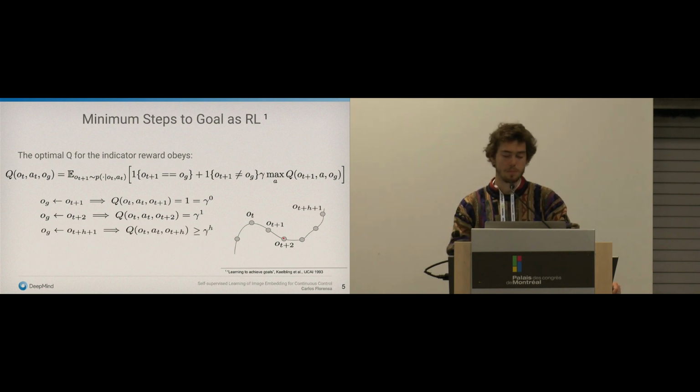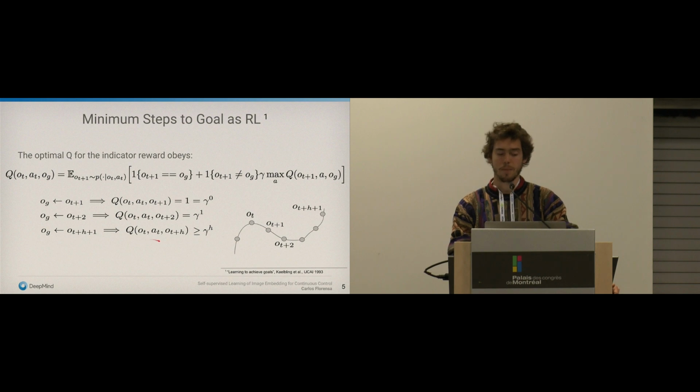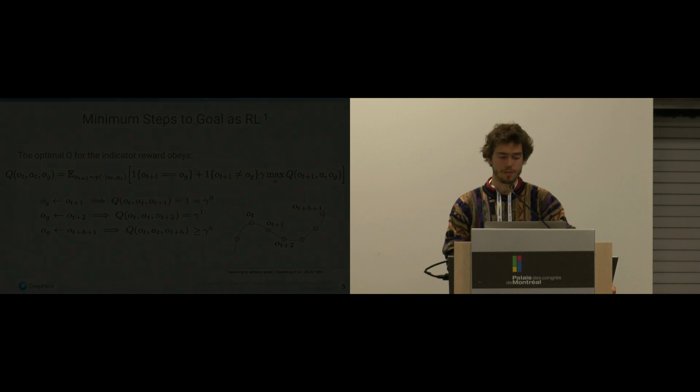Finally, if you keep recursing this logic, you'll see that if the goal happens to be in this trajectory h plus 1 time steps ahead, your Q at the current step would basically be at least gamma to the h. The less-than-or-equal corresponds to the fact that if there's a shortcut, this max here will ensure that you actually take the shortcut. So we can see that there's a special structure here in the Q, and we'll later propose something to make use of it.